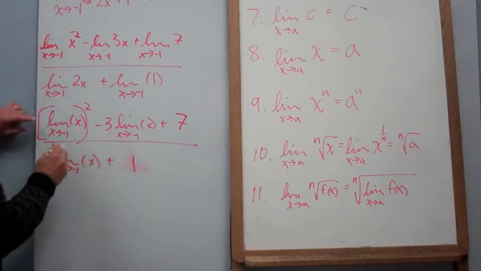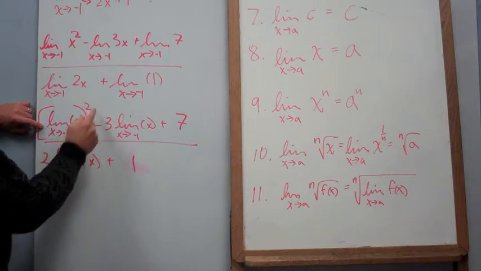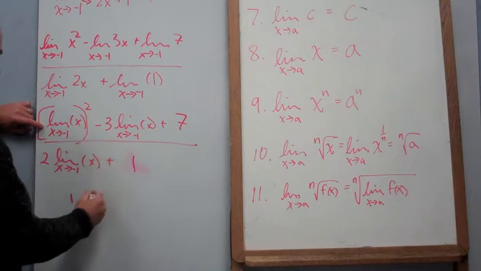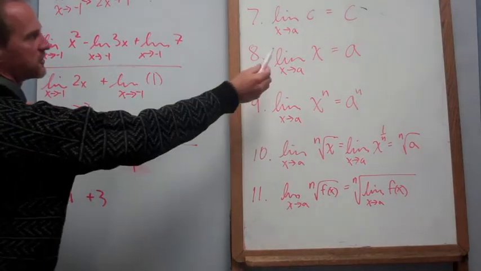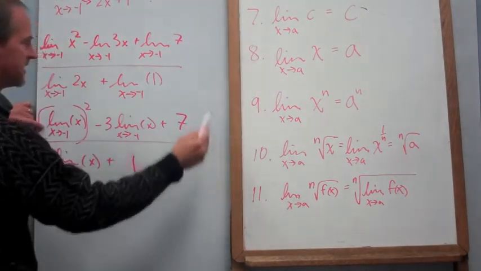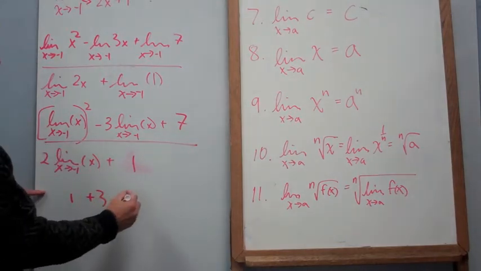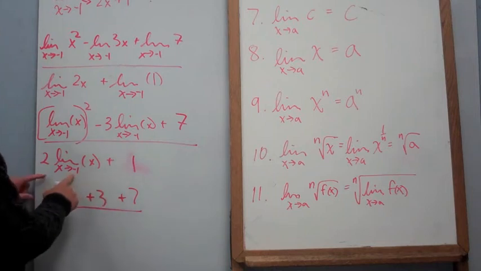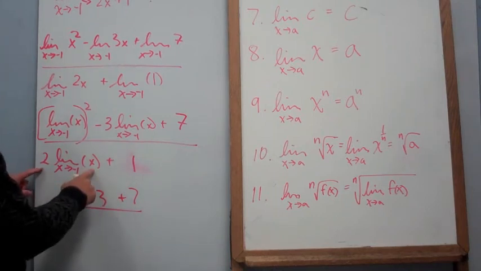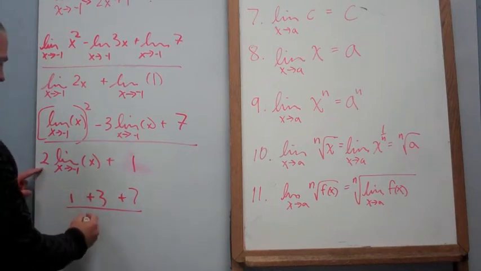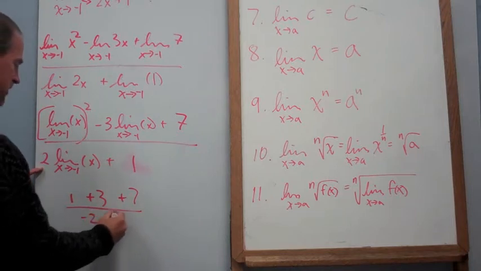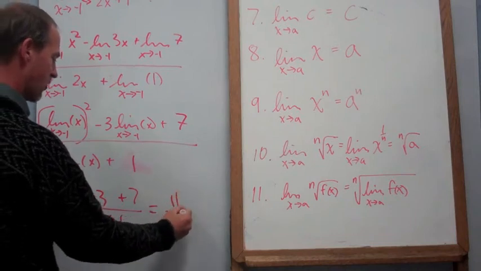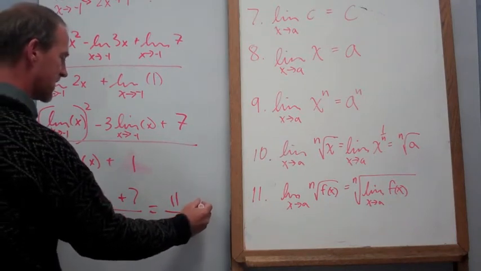Okay? So if I plug in -1 and then square it, I get 1. If I plug in -1 and multiply by -3, I get +3. These are all just sort of using these laws here. Again, I'll let you look for the number, in the interest of saving time. +7, and then all over, when I plug in -1 there, I get -1 times 2 is -2 plus 1. This gives me 1 plus 3 plus 7 is 11 over -1 equals -11.